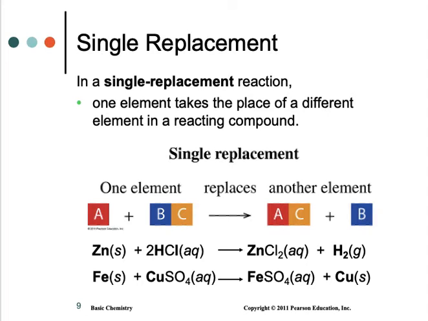In a single replacement reaction, one element takes the place of a different element. Okay, so what you're going to see is that some elements are more active, I guess you would say, than another one. So it'll combine with something, but if there's another element that is more attractive to it, it'll kick the one out and join with the other. Okay, so it's all about energy. And when the compound has lower energy, it's more likely to happen.